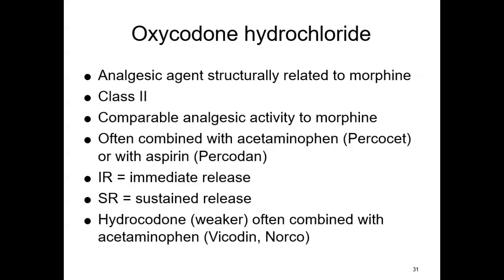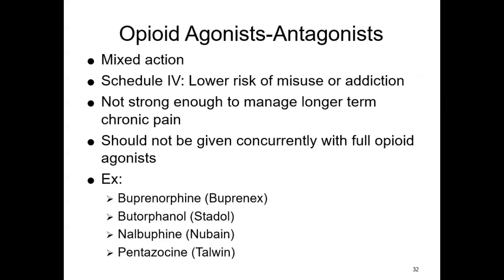Oxycodone. This is a very commonly given opioid. It can be in an immediate release, which we call oxycodone, or it could be sustained release, like an OxyContin. Then we have some drugs that we have sort of mixed. We have agonists and antagonists. So these are considered Schedule 4. They're used for long-term pain management. And there are some that we also use for opioid dependence.